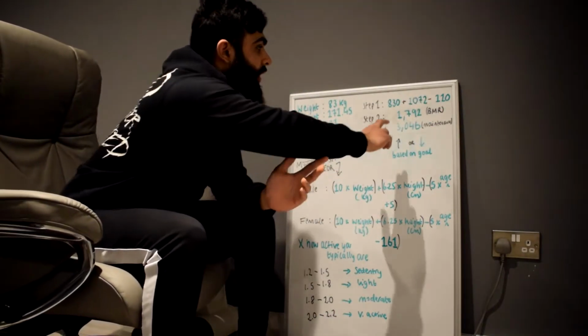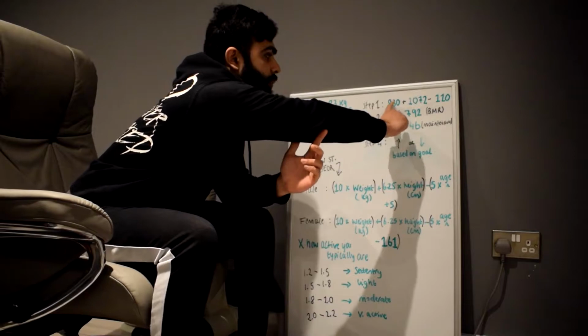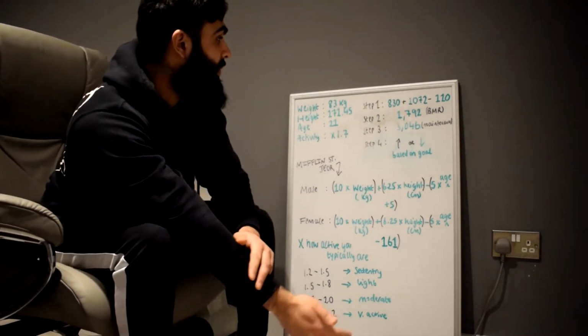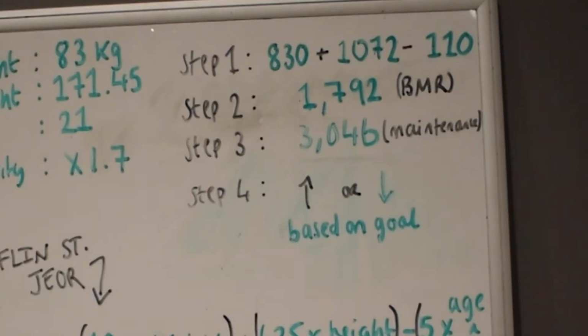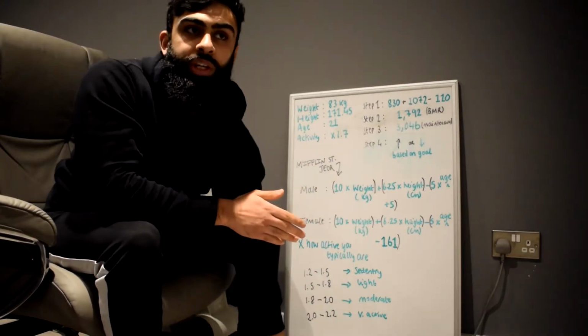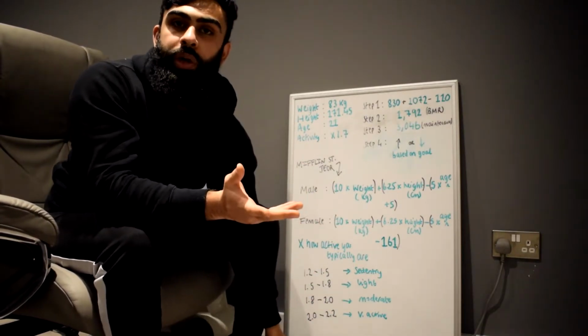Now that you calculate all of that, you'll end up with your BMR. For me, that is 1792. And that's going to be your basal metabolic rate: how much energy you need to burn, or how many calories you burn at rest.